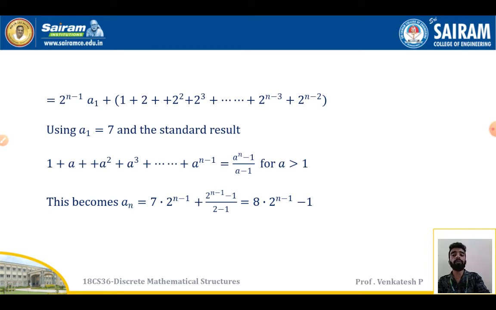I get (2^{n-1} - 1)/(2 - 1). On simplifying this, I get 2^{n-1} - 1. So it will be equal to 8 into 2^{n-1} - 1. I got it.